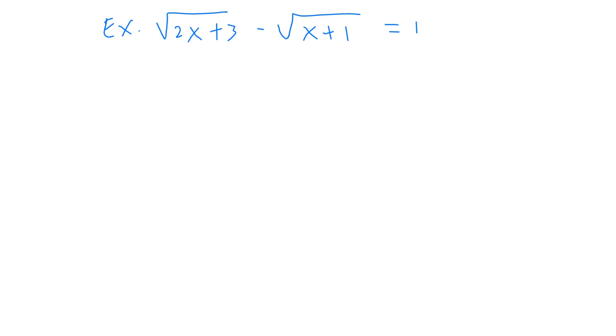Now, in this example, you're given two radicals in this radical equation. What we can do is put one radical on one side of the equation. In the given equation, you have two radicals on the left, so I have to move one to the right. Equals 1. I have to move my negative square root of x plus 1 to the right side. It becomes 1 plus square root of x plus 1.